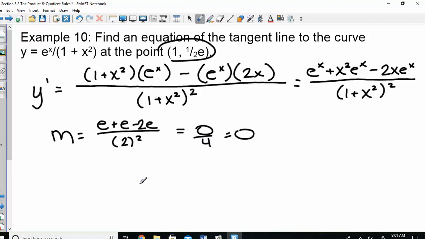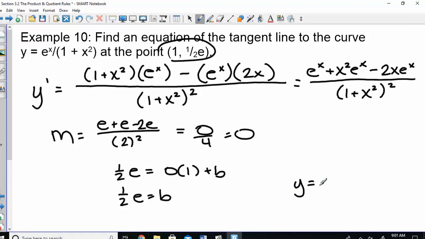Okay, so now I have a point, I have a slope, so I can plug into y equals mx plus b. So my y is 1/2 e equals my slope is 0 times x plus b. So my equation is just y equals 0x, so that just goes away, plus 1/2 e, so it's just y equals 1/2 e. We just get a horizontal line right there.